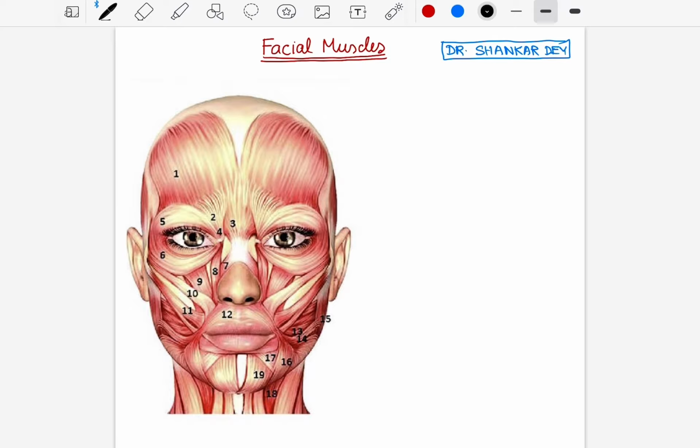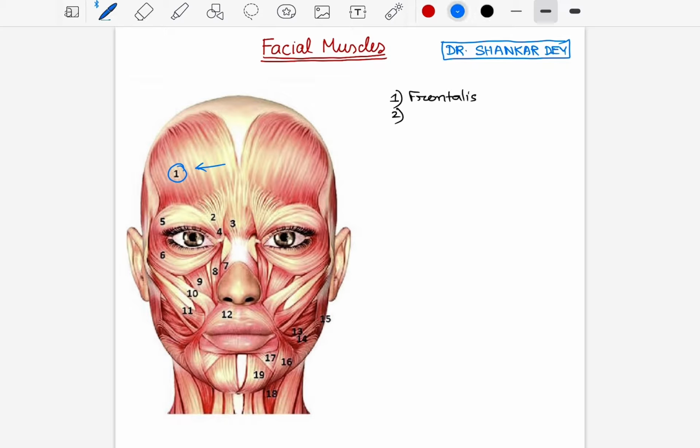So what are the various facial muscles? We will identify one by one. Number one, here you can see the marked muscle. What muscle is number one? Number one is the frontalis muscle, or the frontal part of the occipitofrontalis muscle.